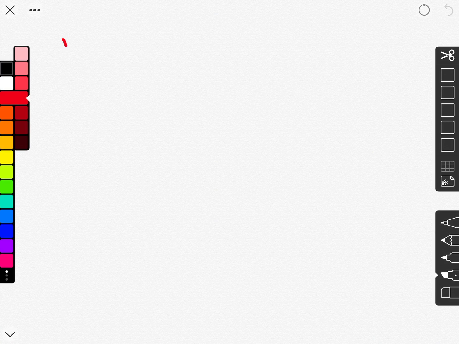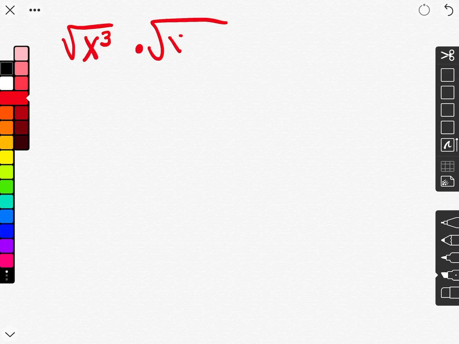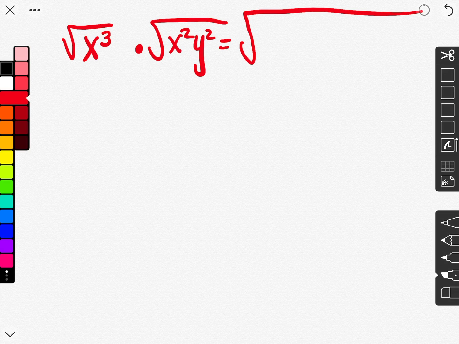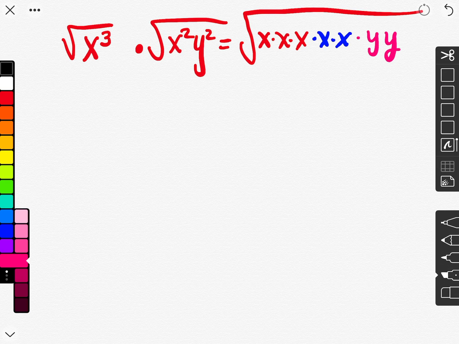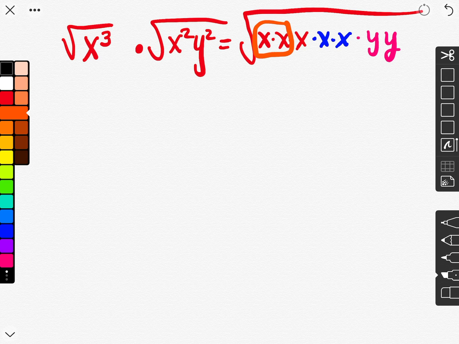Let's do another one like that. If we have the square root of x to the third times the square root of x squared y squared. Again, I'm not going to multiply them. I'm just going to write them out in one radical in prime factored form. So x to the third is x times x times x. X squared is x times x. And y squared is y times y. That just makes it easier for me to pull out the pairs, and I don't have to multiply and then undo it.